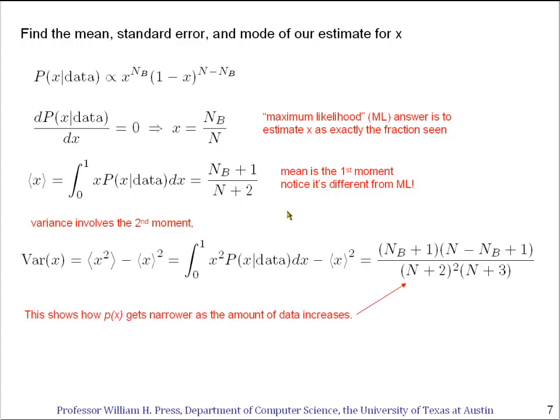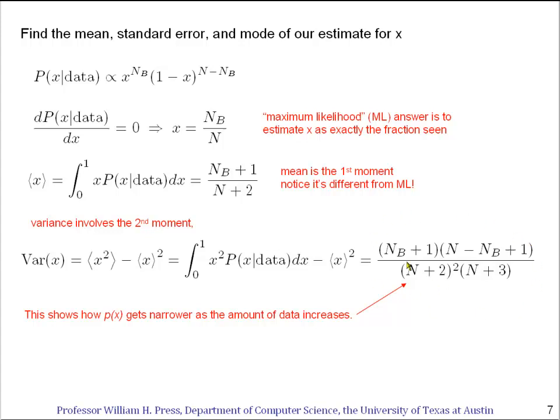We could also calculate the variance of our estimate. The variance of anything is the mean of the square minus the square of the mean. I hope you've met that somewhere before. So here we already have the mean up here. We have to compute this new integral, which is the mean of the square, and then subtract the square of the mean. And if you do that algebra, you get this combination of n's.